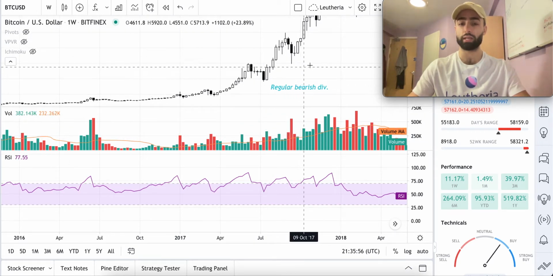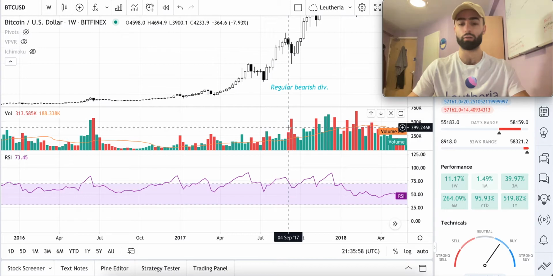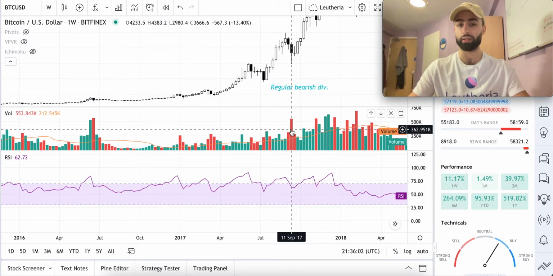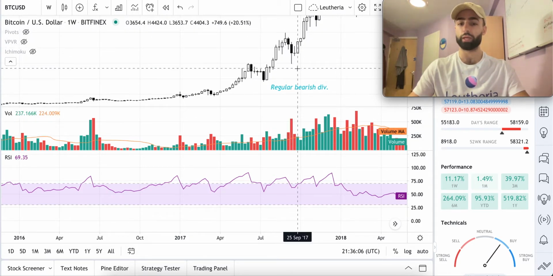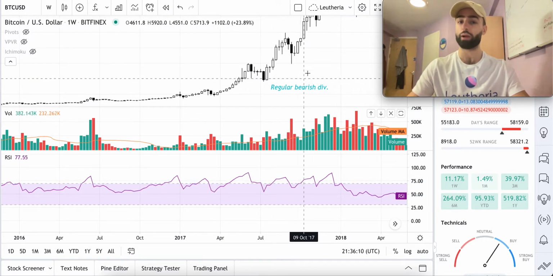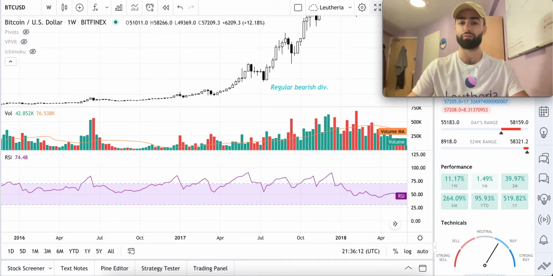So that's confluence. That's telling us that the RSI is saying we're losing strength, and the volume is saying there's more selling. And so that means go short. And so if you did, you'd make 28%. So that's how you can use the RSI on the regular bearish divergence side of things for your advantage.